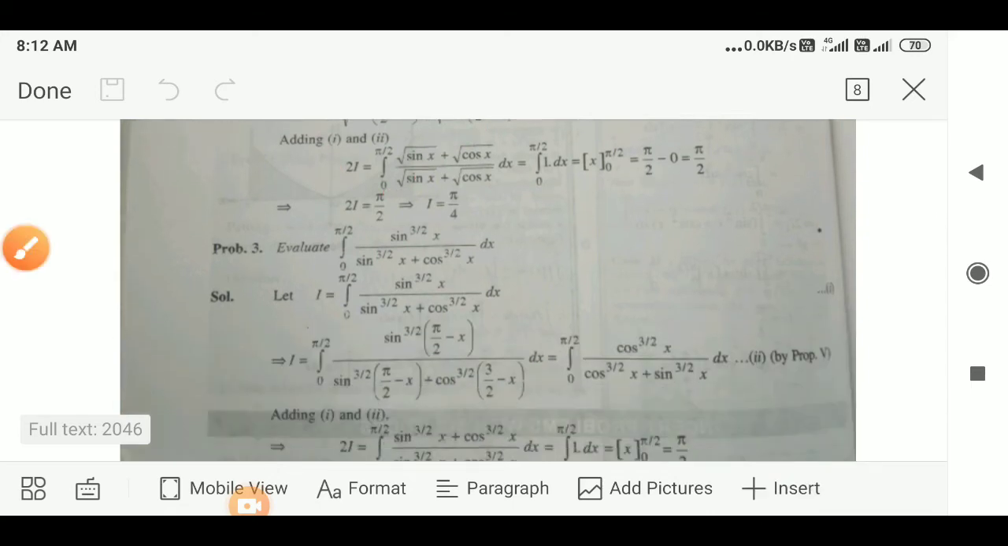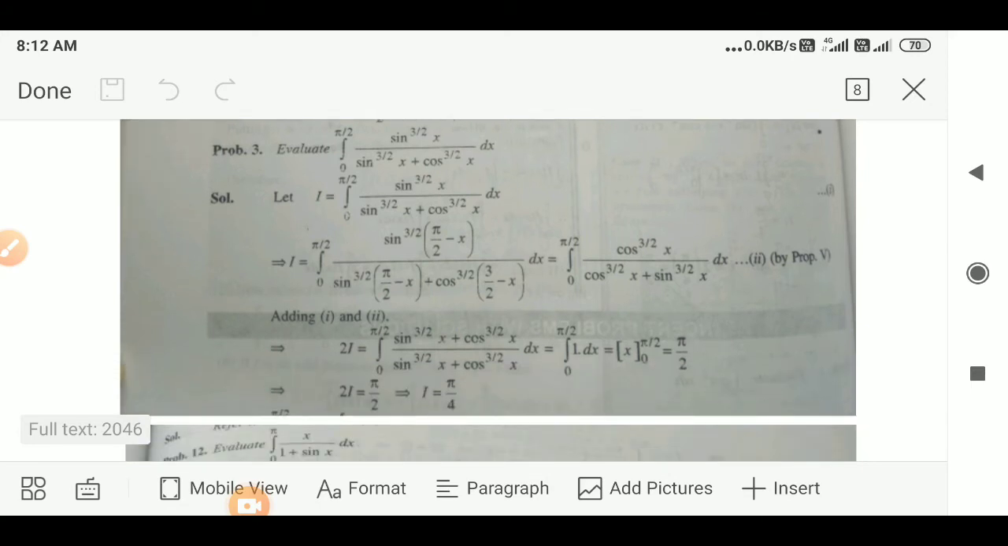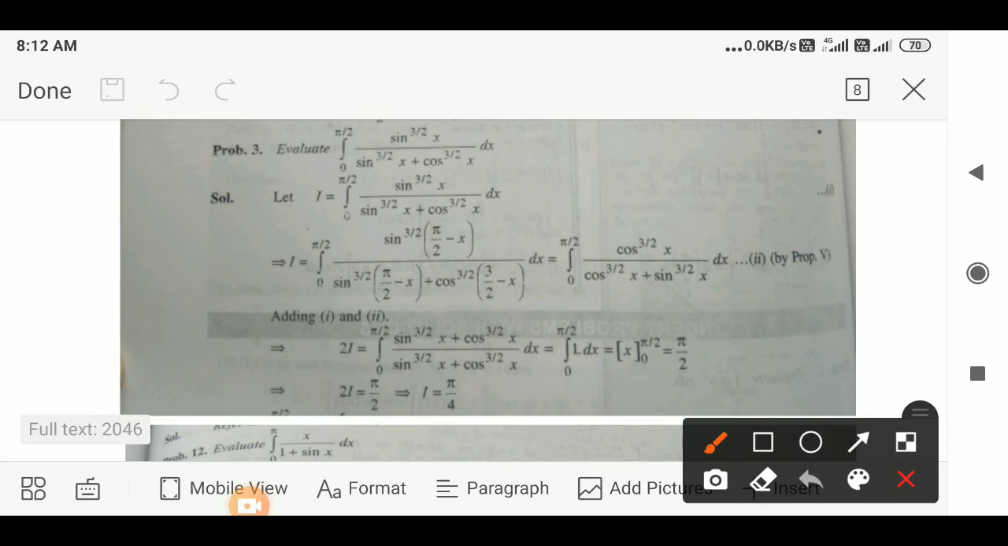This is the solution. Similar is the case of evaluate integral 0 to pi by 2 of sin power 3 by 2 x upon sin power 3 by 2 x plus cos power 3 by 2 x. So we get, using the similar property, integral 0 to a of f(x) dx is equal to integral 0 to a of f(a minus x) dx. This is the property. So here a is pi by 2 and so each x will be replaced by pi by 2 minus x.